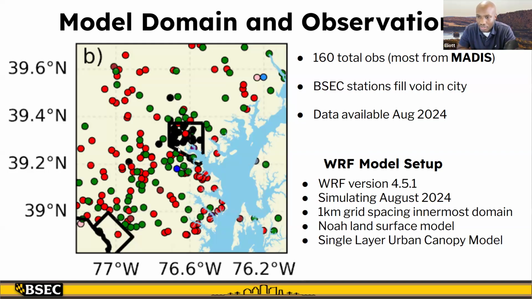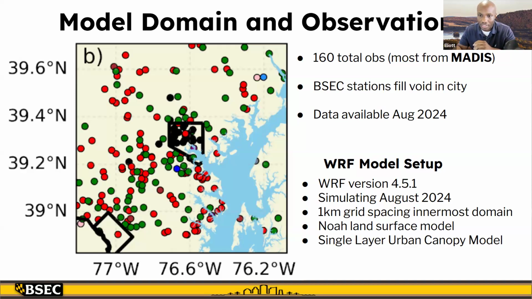And then, as Jason mentioned, Darren Waz led an effort with a lot of the BSEC community partners, along with Shamar Collins, for deploying these stations within Baltimore. So that's why you see all these black circles here. And for this work, I'm going to be looking at August 2024, so you can think of this in terms of mean temperatures. And I'm using the WRF model at 1 kilometer resolution.